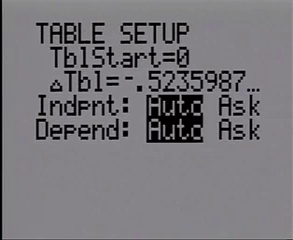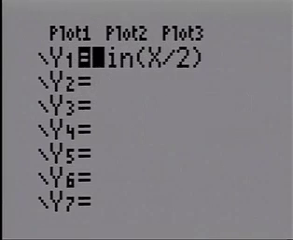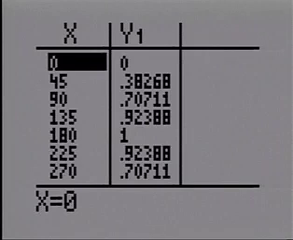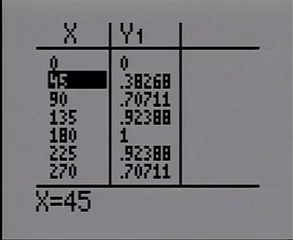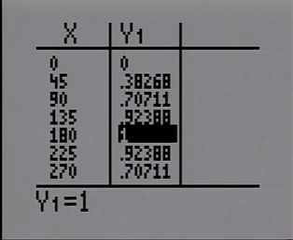And I'm going to go to table setup, and I'm going to start my table at 0, and I'm going to use a convenient value of 45. Now I have to have a y equals in my calculator in order to use a table. What's going to happen is it's going to evaluate for me the value of sine of this angle over 2. So notice that if I go down to the value of 180, sure enough, I do end up with a y value equal to 1, which is what was needed for the particular problem.